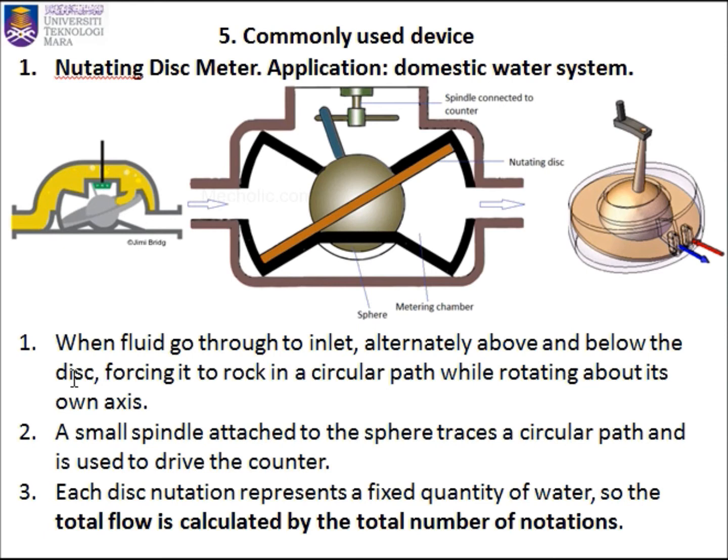So let's read how it works. When fluid goes through two inlets alternately above and below the disc, it forces the disc to rock in a circular path while rotating about its own axis. A small spindle attached to the disc traces a circular path and is used to drive the counter. Each rotation represents a fixed quantity of water, so the total flow is calculated by the number of rotations.